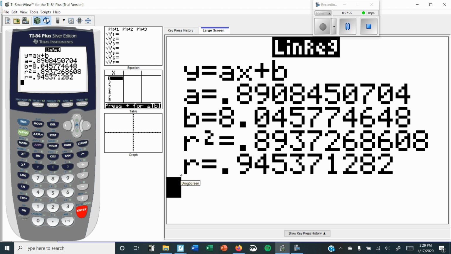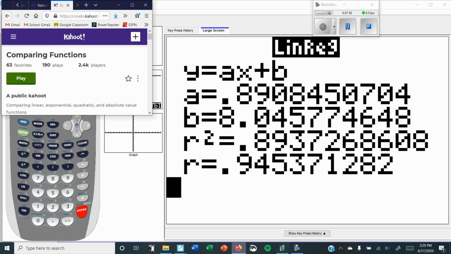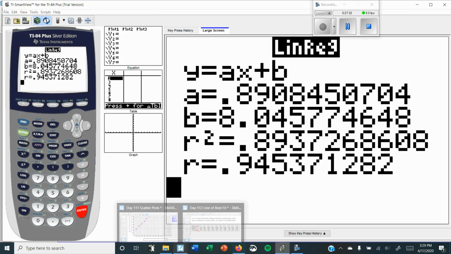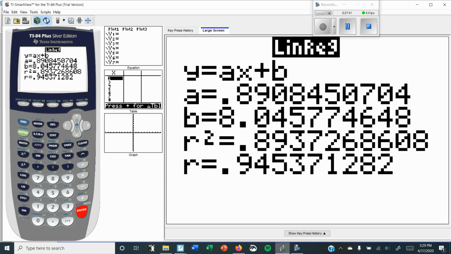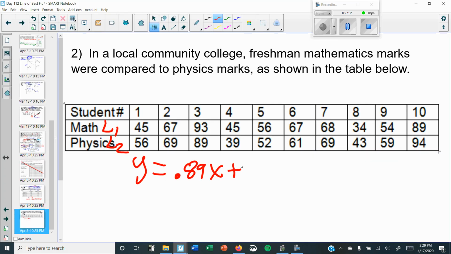So let's write this. It's going to be y equals, now it says 0.890. So let's just write 0.89x. So y equals 0.89x. Again, the calculator is telling me what to write. Now let's go back. And now it says 8.045. That 5 tells me to round that 4 up to a 5. So let's write that. So plus 8.05. And you just found the best fit line.